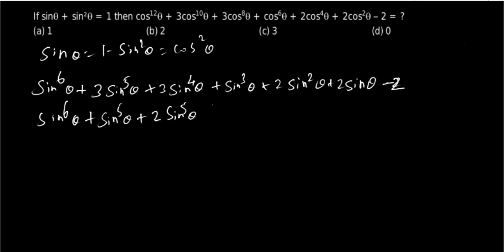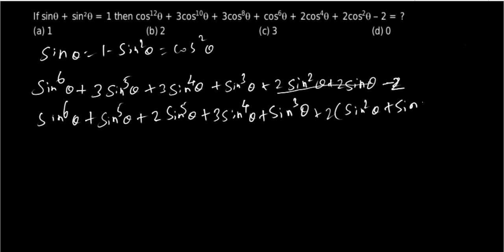Next, plus this 3 sine to the power 5 theta, 4 theta, 3 sine to the power 4 theta plus sine cube theta. And in these two also, 2 is common and sine square theta plus sine theta is coming. So, plus 2 we will take outside in these two terms, so that 2 times sine square theta plus sine theta minus 2.